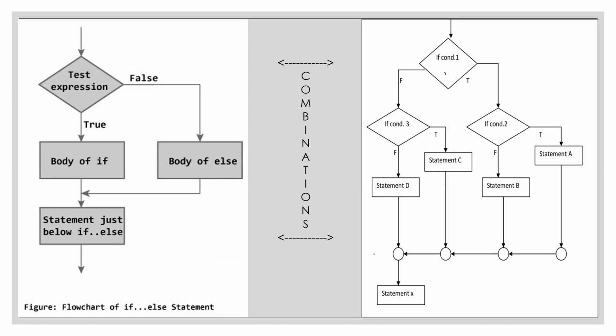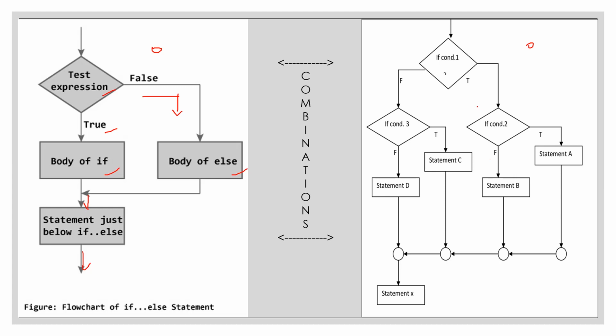So these are the combinations of if statements. The left one would be the if else combination, where the test expression is checked, and if it is true, the body of the if statement gets executed. Else, if the test expression is false, the body of the else statement gets executed, and the order of execution follows on. The right one would be nested if statements.